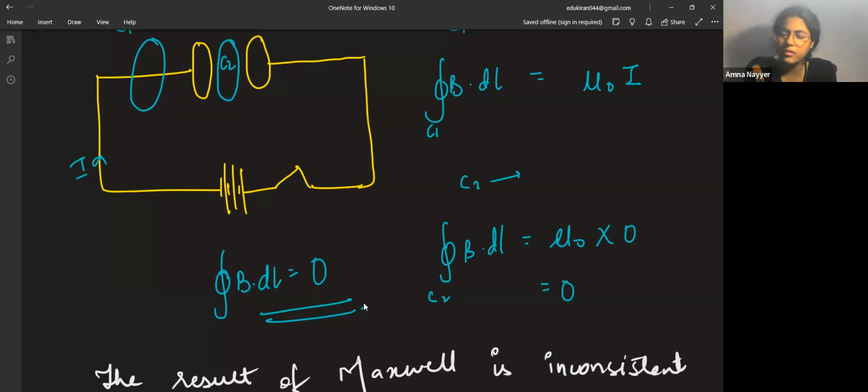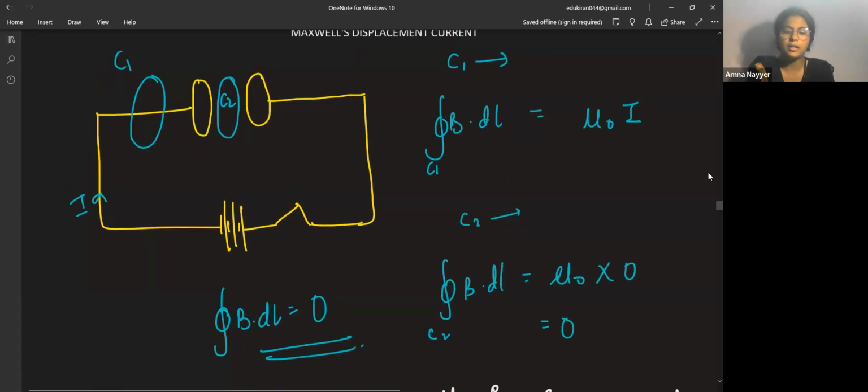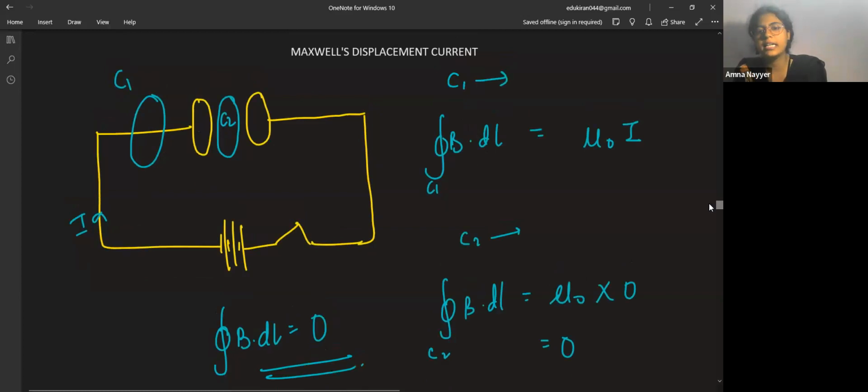inconsistency observed. The reason was that one more current was flowing in between these. That was known as the displacement current. This I'll tell you. First, do one thing. Write it till here, then we'll do the formula part. Otherwise, you'll mix it up. First, write it down about the inconsistency, then I'll discuss it.